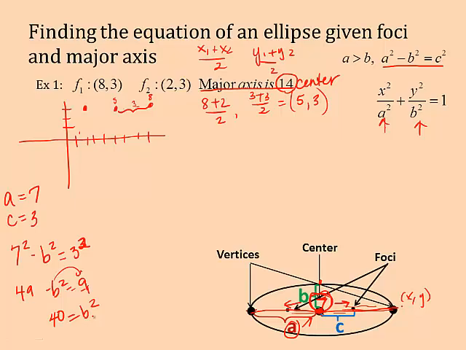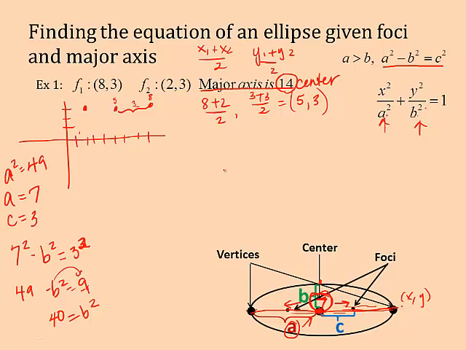Now, I could take the square root, but I don't need to because look at the equation. It asks for B squared. So I already know what B squared is. It's 40. Now, my goal is to write the equation. I know what A is. I can square A. Do I know what B is? I can square B. B squared is 40. What is A squared? Well, 49.